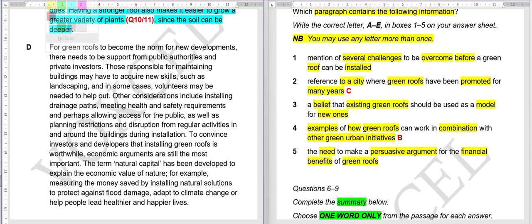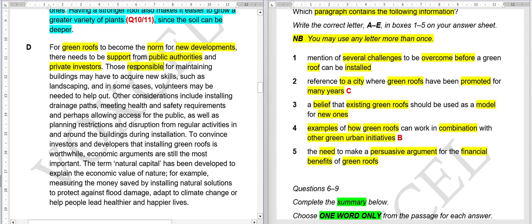Let me change the color. So if we want to make green roofs the norm for new developments, like it should be a normal part of new development projects, we need support from public authorities and private investors, because without money it will not be possible to push these kind of developments. Those responsible for maintaining buildings may have to acquire new skills such as landscaping, and in some cases volunteers may be needed to help out.